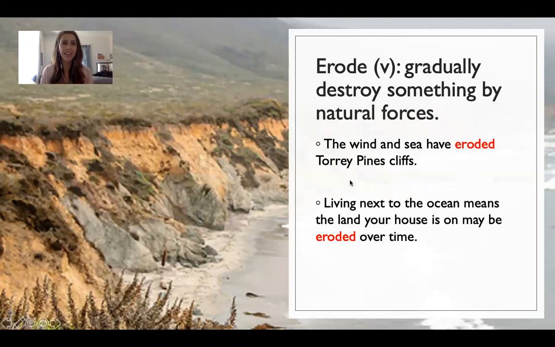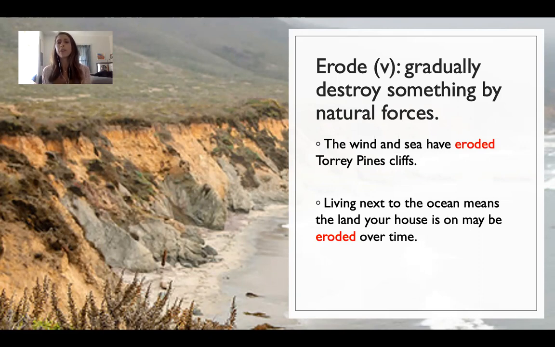Okay, I think this is our last word, and it's erode. Erode is a verb, and it means to gradually destroy something by natural forces. Natural forces means wind, water, fire, this kind of thing, but usually just wind and water.